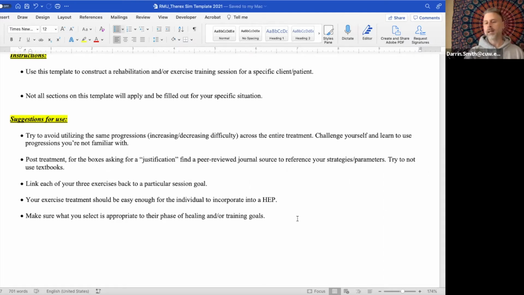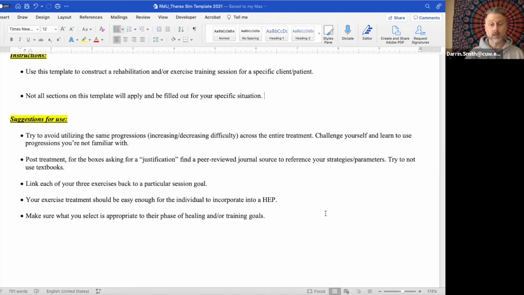Next point here, try to link all of your exercises back to a particular session goal. I have down 3 exercises here. Don't worry about that. Again, whether that is specific to what you want to do or not do. This can also not only just be exercise, it can be treatment driven as well too, for those of you that treat pain and those that have some movement dysfunction. Your treatment should be easy enough for the individual to incorporate and be able to replicate on their own.